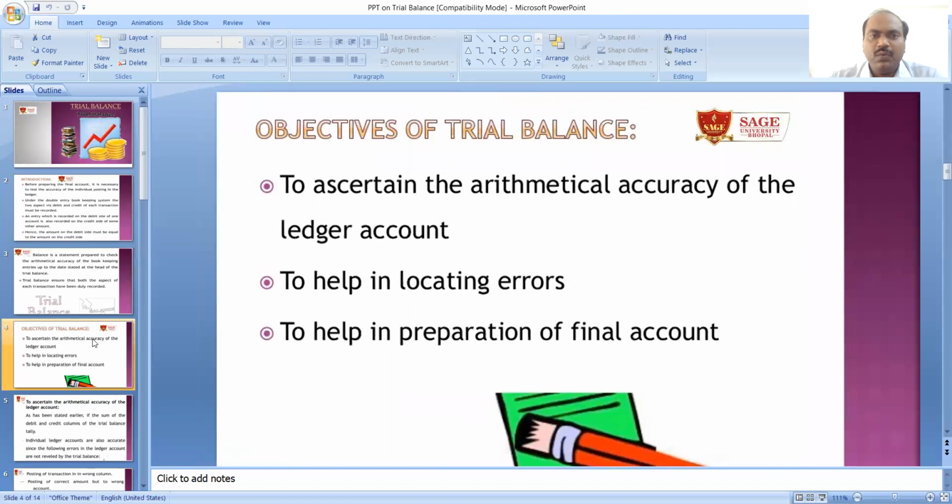And what are the objectives of trial balance? These are the three objectives of trial balance. First one is to ascertain the arithmetical accuracy of the ledger accounts, second, to help in locating errors, and third, to help in the preparation of final accounts.